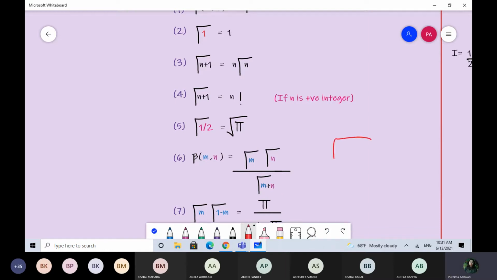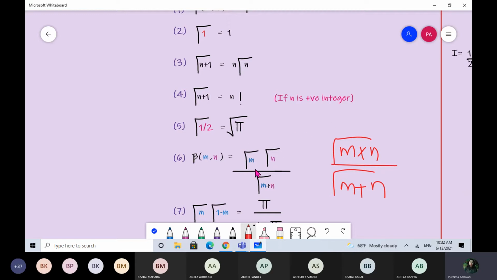Okay, so let me ask you one question. What do you think? Can we write it this way? Gamma m into n over gamma m plus n. Can we write it this way? Definitely no, isn't it?